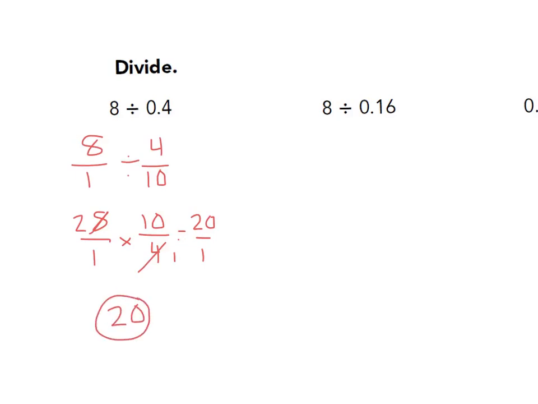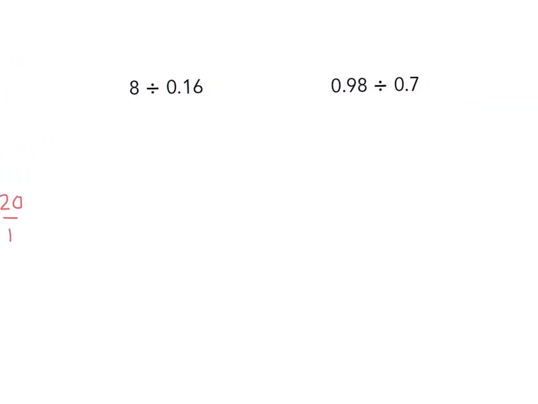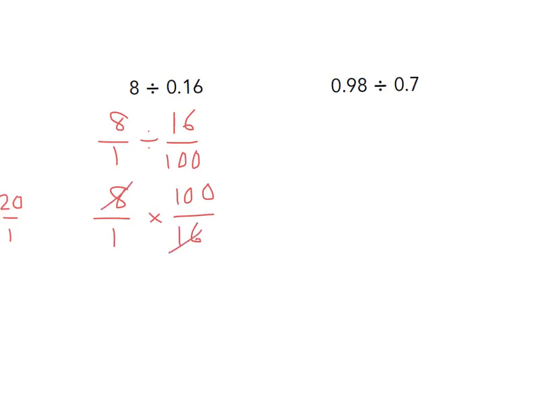The next one I would write as 8 divided by 16 100ths. If I use the reciprocal, 8 over 1 times 100 over 16. Then I can see that diagonally these are both divisible by 8. That's 1, and that's 2. And I get 100 over 2, or 50.